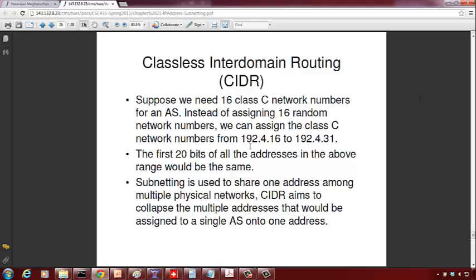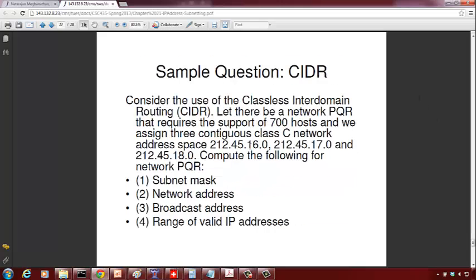Let's go through the problem to understand how it works. Let's say we want to support a network of 700 hosts. We know that we cannot do this with one class C network address space, which can support only up to 254 hosts. So we need at least three class C address spaces.